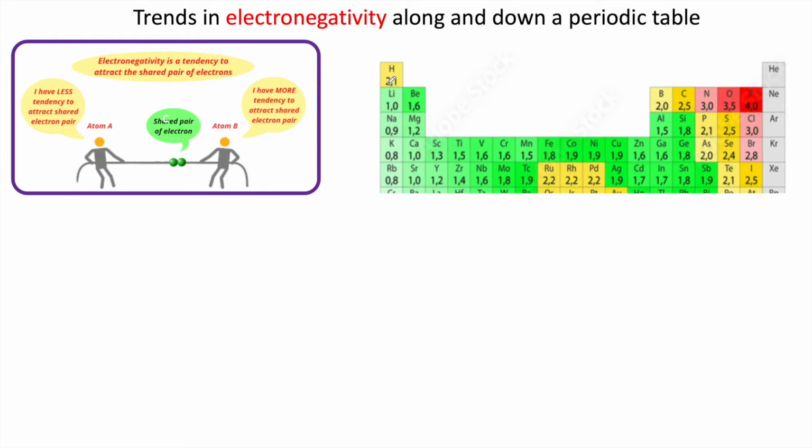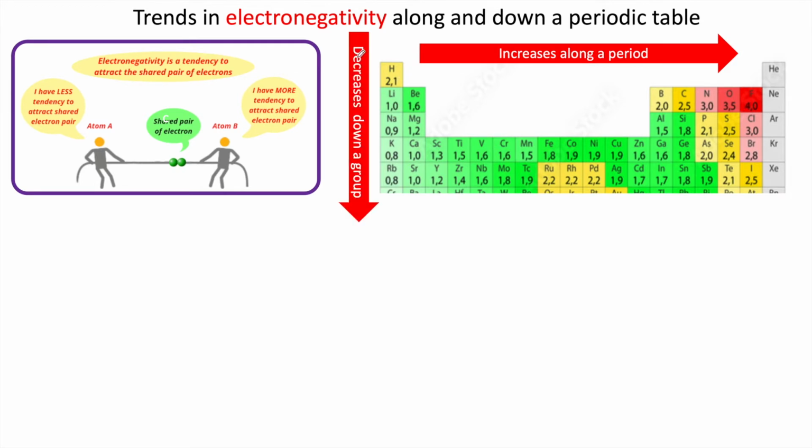So if we have a look at the periodic table, these numbers here are the electronegativity numbers. And you can see, first of all, that as you go along a period, those numbers increase. So you can see here you've got 1, 1.6, all the way up to 4. And if you go down a group, then the number decreases. So the electronegativity, the tendency to be able to attract a shared pair of electrons, goes down. And the lowest electronegativity is down here, and the highest is fluorine up here.